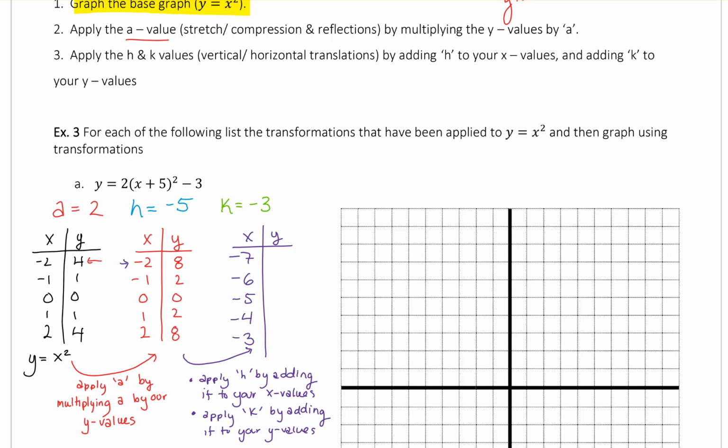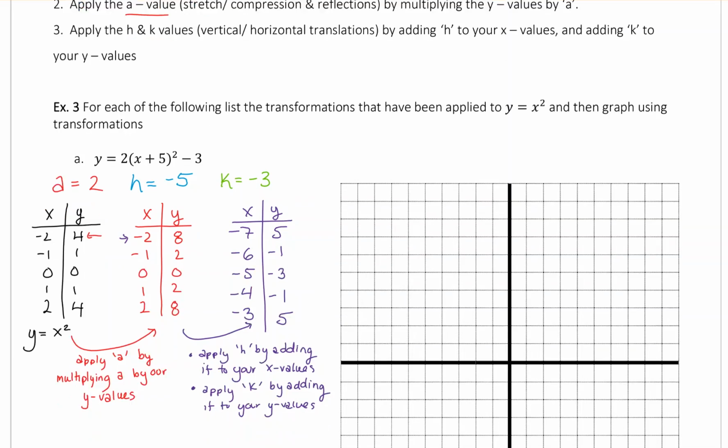So we've applied h. Now we need to apply k by adding it to our y values. K is negative 3. 8 plus negative 3 is 5. 2 plus negative 3 is negative 1. 0 plus negative 3 is negative 3. And these will repeat themselves based on the same values we just looked at. Now you have all the information necessary.